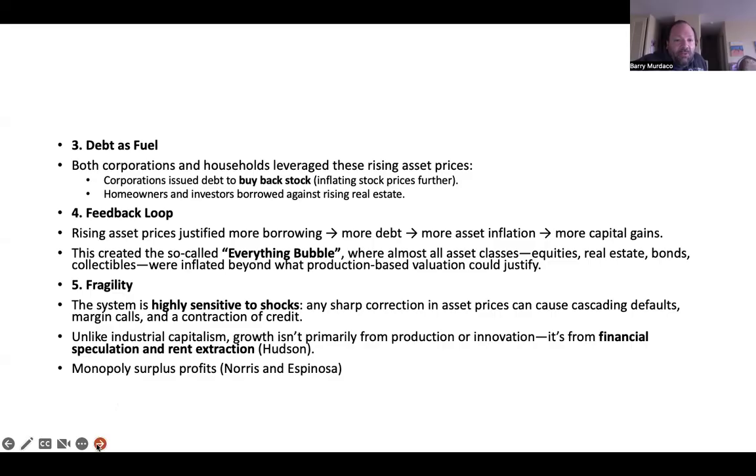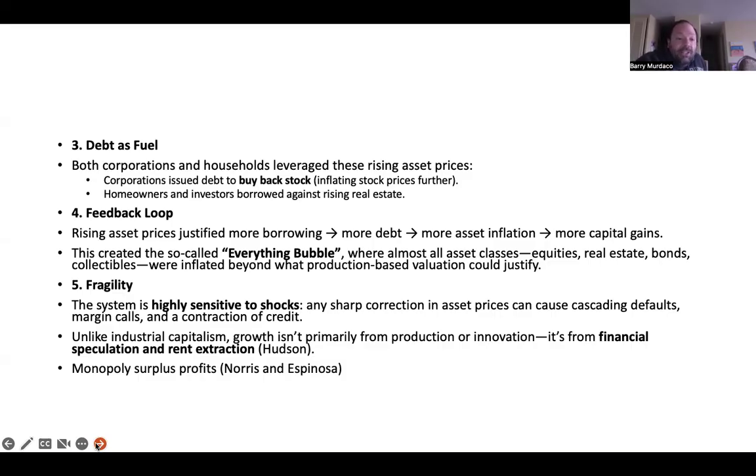Homeowners and investors borrowed against rising real estate. This created a feedback loop. Rising asset prices justified more borrowing, which led to more debt, which led to more asset inflation, which led to more capital gains, which just fueled the process again, led to even more borrowing, and so on. This created the everything bubble, where almost all asset classes, equities, real estate, bonds, collectibles were inflated beyond what production-based valuation could justify. In other words, based on the value produced in productive enterprise, they were greatly inflated past that.